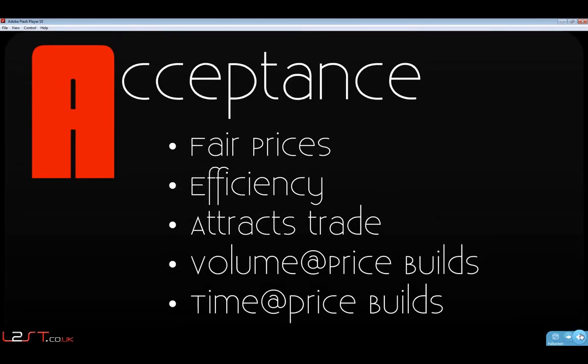Acceptance. Let's have a look at acceptance. Firstly, we are interested in knowing where the market participants have accepted prices in the past, as well as where they are accepting them now. Very frequently, we will find that market participants will accept and facilitate trade where the market has proven to have found efficiently facilitated trade in the past.